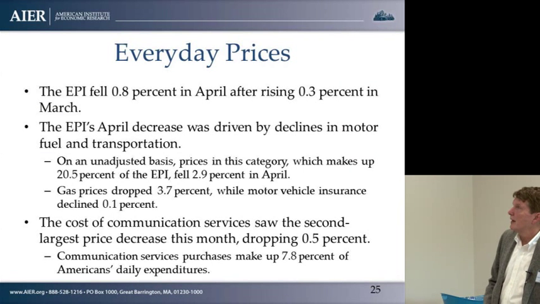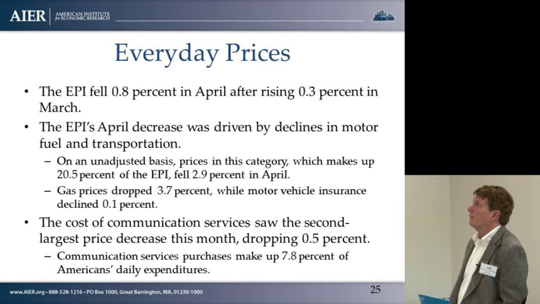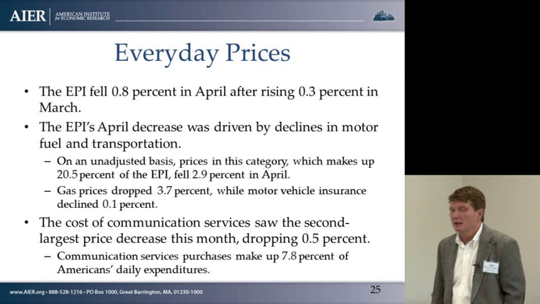The index for all items, less food and energy, rose 0.1% in April, and that's what's left after you take those out. It's probably one of the reasons why it is as modest as it is, because of what you just said, that you're starting to see the effect of the lower oil prices moving out into these other goods. So in terms of everyday prices, the EPI fell 0.8% in April after rising 0.3% in March.